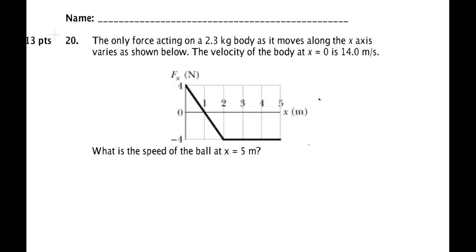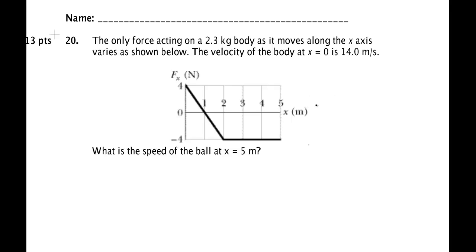In part 3 of the AP Physics 2013 course, in test 8, we're looking at problem number 20. The only force acting on a 2.3 kilogram body as it moves along the x-axis varies as shown below. The velocity of the body at x equals 0 is 14 meters per second. I did a very similar problem except with a different initial velocity in class.